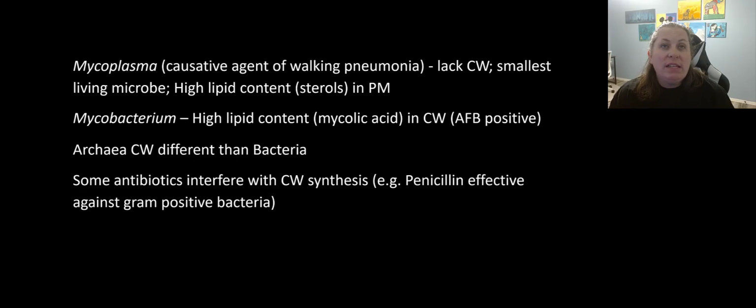And the cell wall is one of the key areas that some antibiotics will target. So some antibiotics will actually interfere with how cell walls are made, and this is how they can breach and get through that bacteria and destroy it. An example is penicillin. Penicillin is effective against a lot of gram-positive bacteria because of the peptidoglycan layer, and it's able to help poke holes in that, which allows your immune system to fight it better.